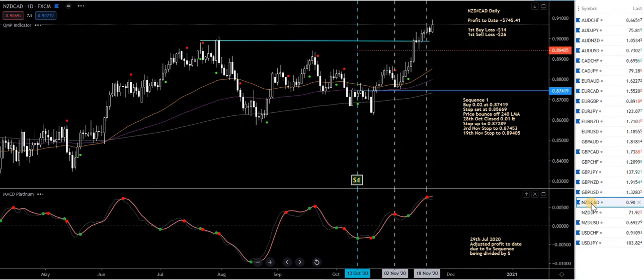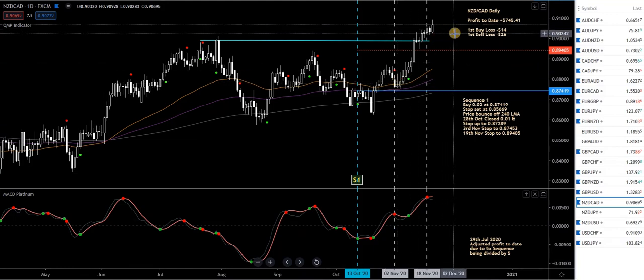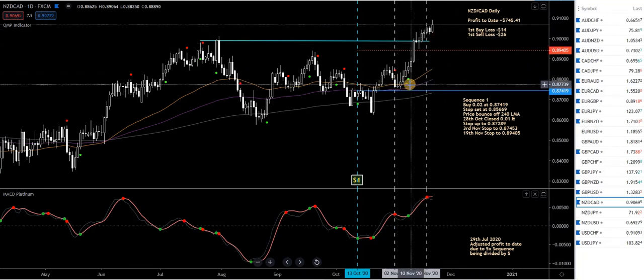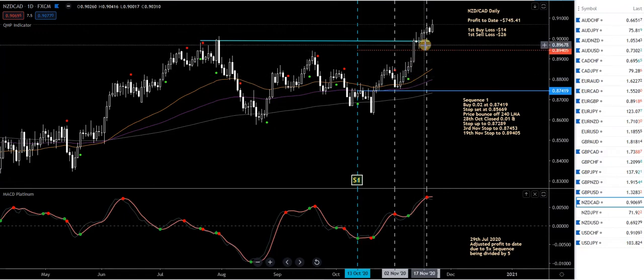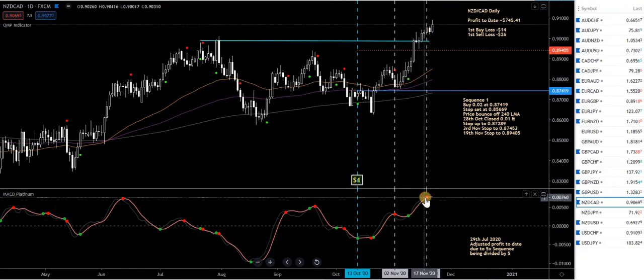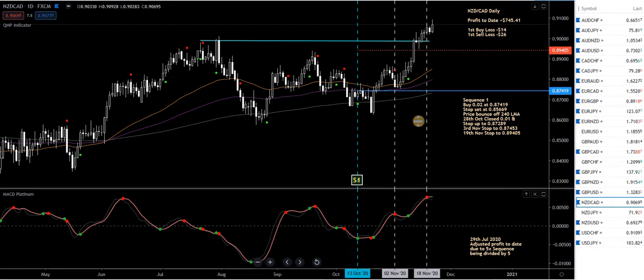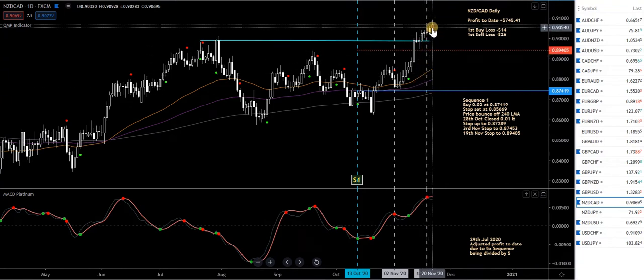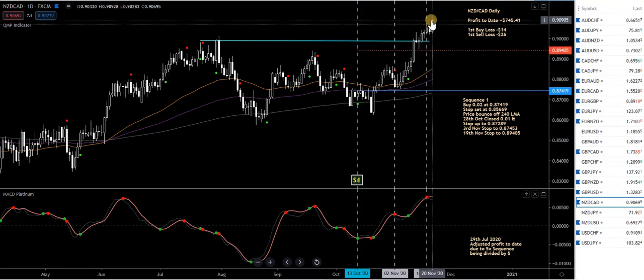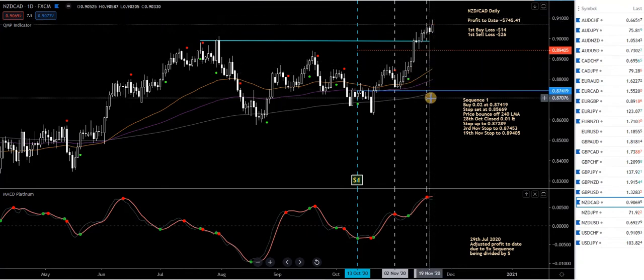New Zealand Cad in a buy from back here. Did take a sell in here, lost money on, I think, $26. And yeah, so we're going out nicely. Grey line. The MACD platinum's getting a long way above the 0 level, which means it's getting close to extreme. Also, price is moving a long way from the MAs, which means it's getting extreme too. So if we got a sell signal somewhere up here, I'd be looking to take the sell. It'd be a high risk trade because you're going into the trend, obviously.